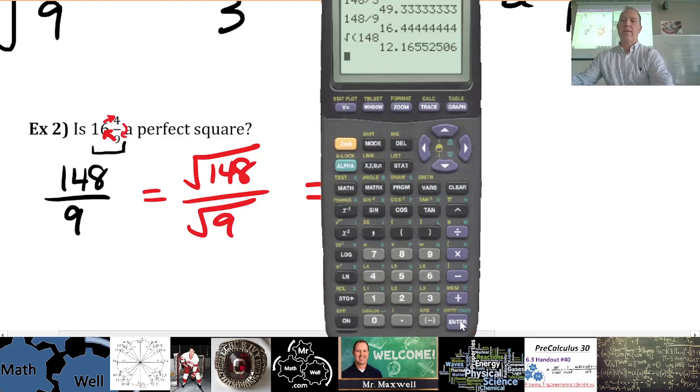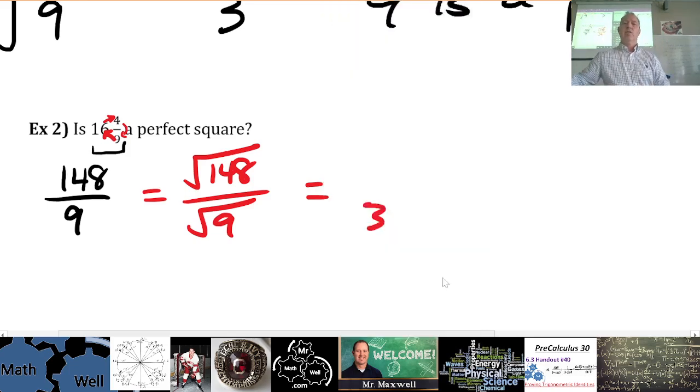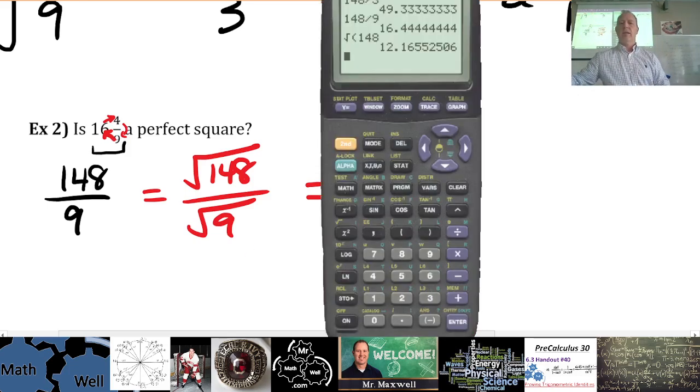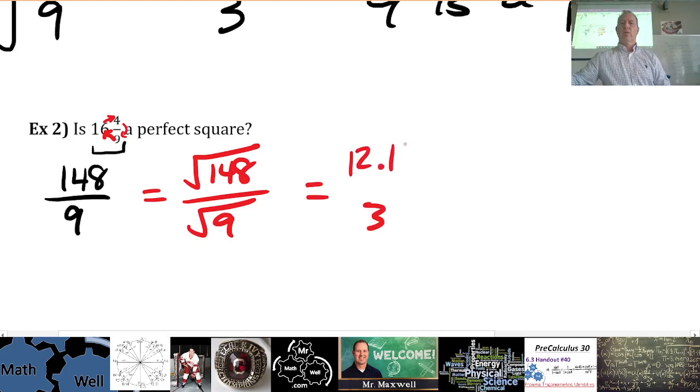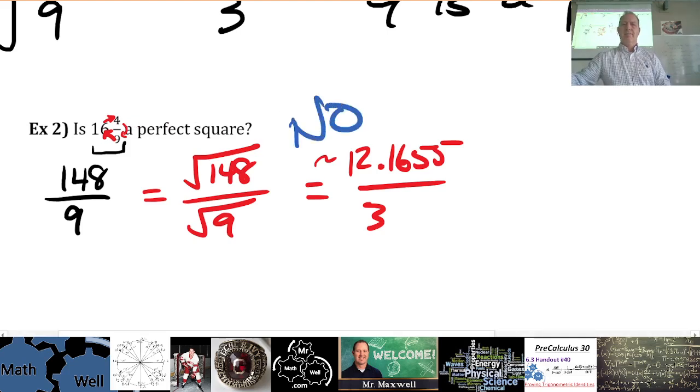Square root of 148. It's a decimal. So when we're taking the square root of a whole number like that, and the answer is a decimal, then that means it's not a perfect square, right? So this is about 12.1655 approximately. So is this a perfect square? No, it's not. Not a perfect square, because when simplified, the top and the bottom are not both perfect squares.